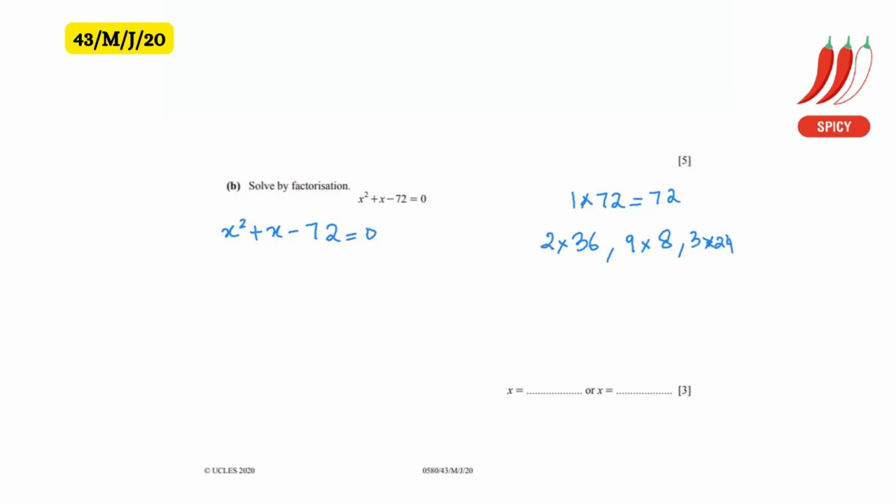Now we have to pick that set of factors which when added or subtracted gives us the middle term. Now the middle term over here is x, and that has a coefficient of 1. So we basically need a 1. So we can say that 9 minus 8 equals 1, which means this is the set of factors that we will choose to replace the middle term, which means the equation becomes x squared plus 9x minus 8x minus 72 equals 0.